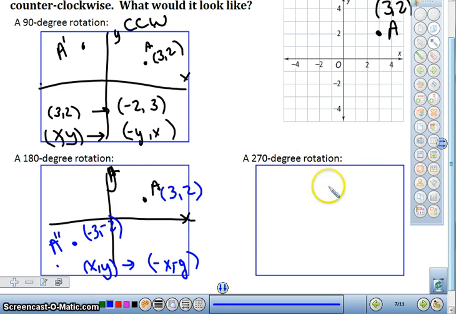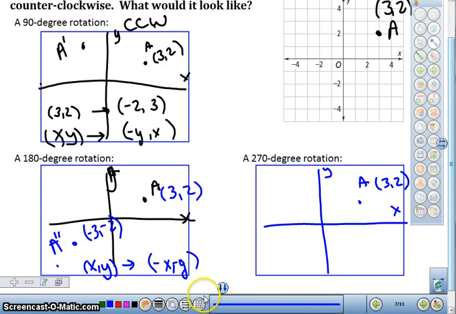And the last one, our 270 degree turn, if we are looking at that again, starting at that same point, 3, 2, where we have A being located at 3, 2. What did it say for a 270 degree?